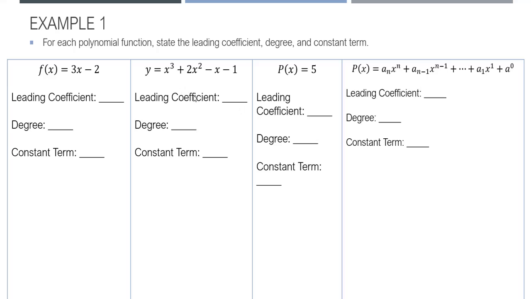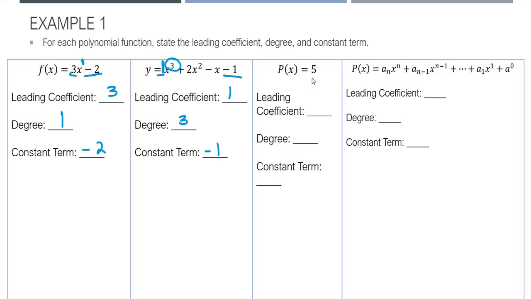So our first example, for each polynomial function, state the leading coefficient, degree, and constant term. So our first one, 3x minus 2, leading coefficient is right here, 3. Now we don't write the degree 1, but it is there. And then our constant isn't just 2, it's -2. Okay, our next one, what is our leading coefficient? So we don't write 1s if that's the coefficient, so it would be 1. Our degree is right here, it's the largest exponent, so 3. And our constant term is -1.